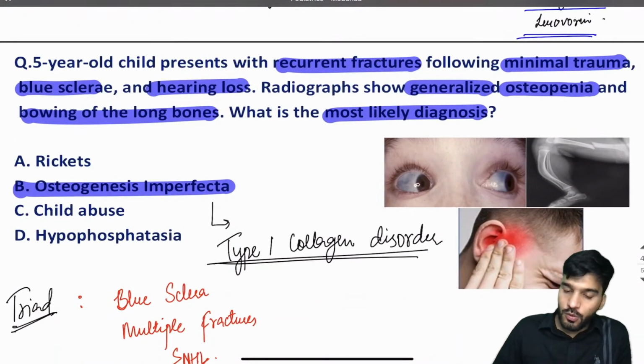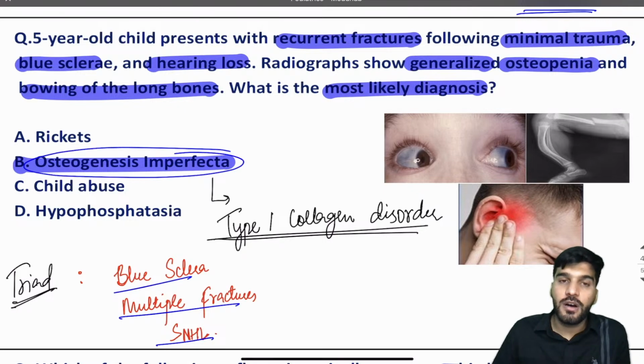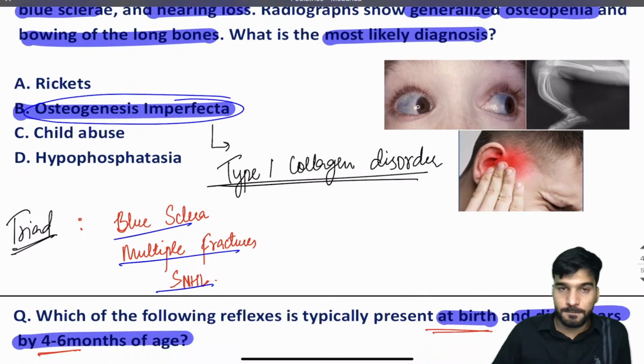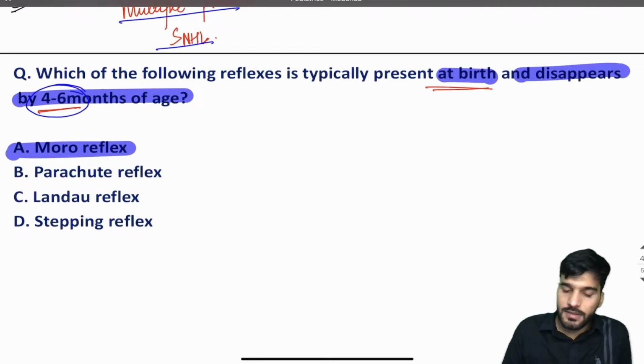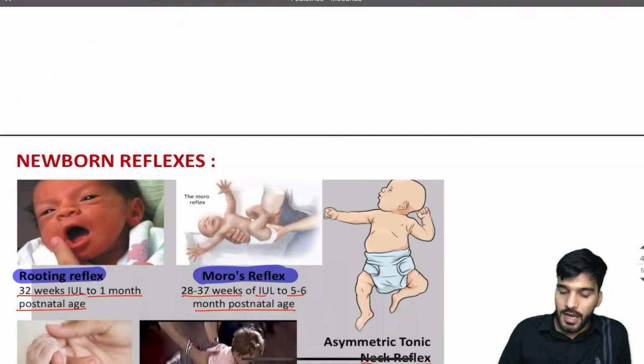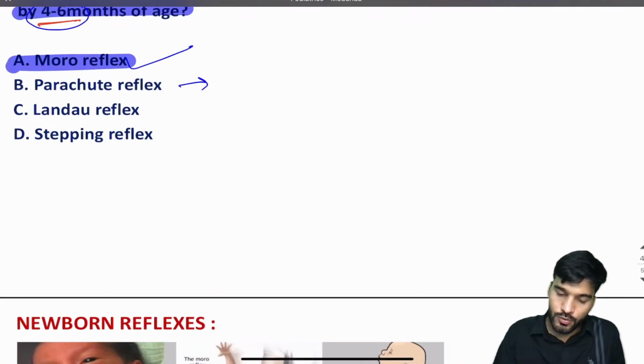Further, a 5-year-old child presents with recurrent fractures, blue sclera, and hearing loss, a classical triad for osteogenesis imperfecta. Chale, next question, guys. The reflex which was present at birth and disappears around 4 to 6 months, that's going to be Moro reflex. And the reflex which persists through life, it's the parachute reflex.